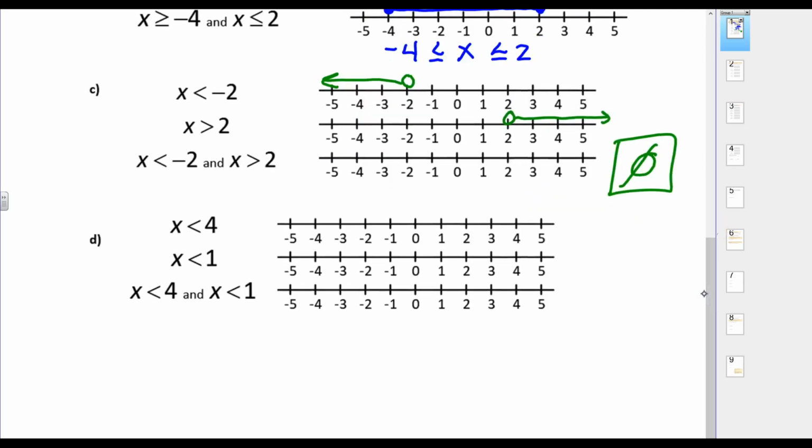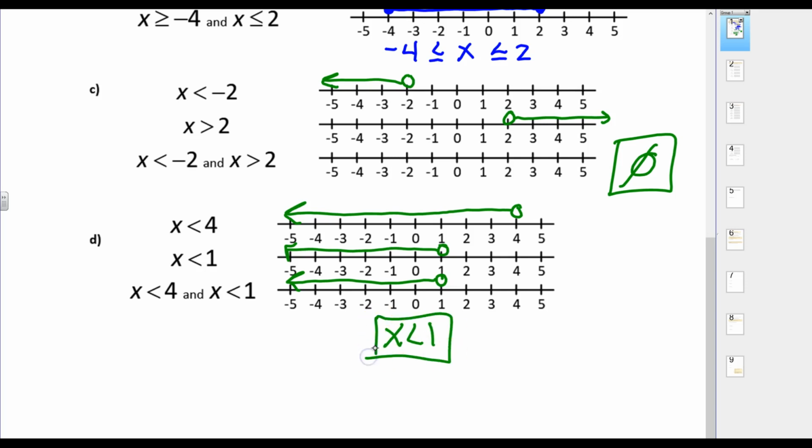So let's look at another one. Here I've got x is less than 4, so an open circle on 4, drawing downwards. x is less than 1, an open circle on 1, drawing downwards. If I want to know where they intersect, where x is less than 4 and x is less than 1, that's simply from 1 downwards. So my final answer here is x is less than 1, because it's where they both occur.